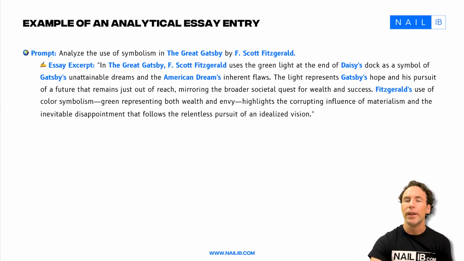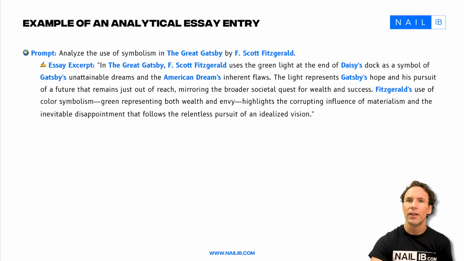The student linked green to both wealth and envy, as colours we're all familiar with, I imagine, but emphasising the corrupting influence of materialism. This adds a depth to the analysis by connecting the symbol to broader themes within the novel, which is, again, very much required of IB. Colour symbolism is a significant aspect of Fitzgerald's writing, and the student's discussion of this colour green is particularly insightful.